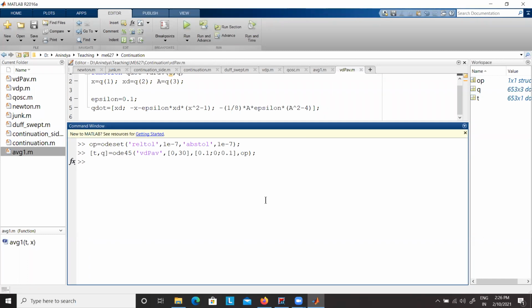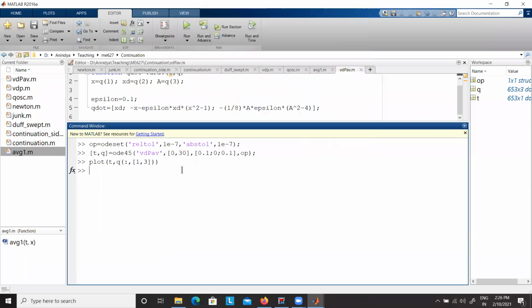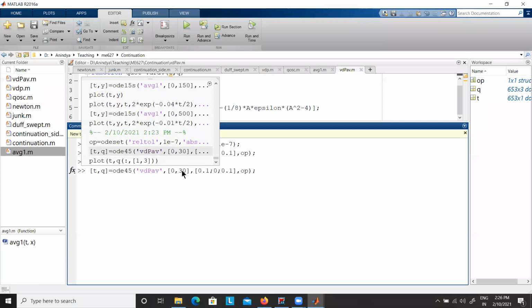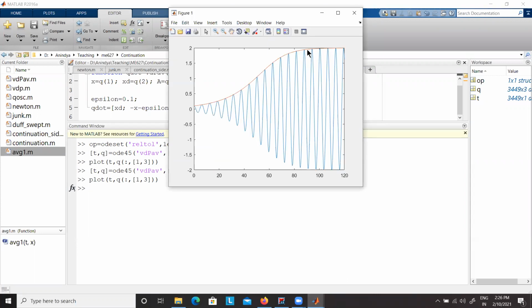All right. So now I will have plot T, Q, 1 and 3. That means I'm plotting X, the oscillatory solution, and the averaged amplitude. And you will see that we have a really good match. You can see how the amplitude is just being tracked by the averaged equation. It seems that I should go for a longer time, like 120. And you can see that it is settling down. It sort of tracks the whole behavior.